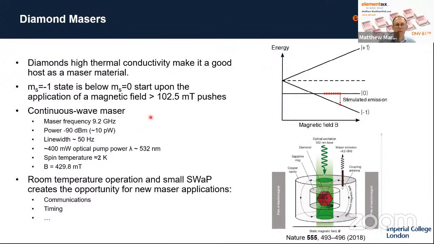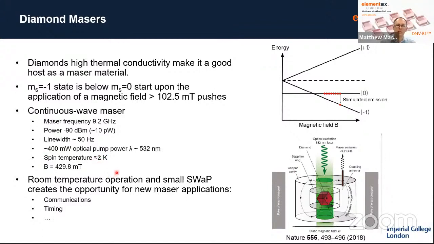So they were able to make a continuous wave maser, operated at 9.2 gigahertz, and you can obviously adjust that by adjusting the magnetic field frequency, and it had a power of 10 picowatts, which is comparable to a hydrogen maser with a line width of 50 hertz. They use about 400 milliwatts of pumping power, and this actually is a spin temperature of around 2 Kelvin.